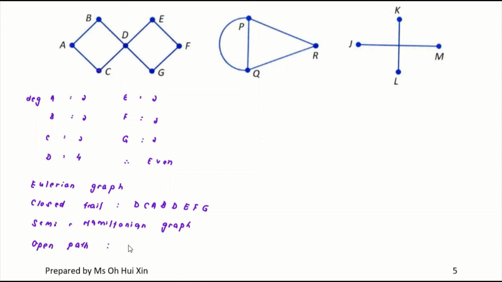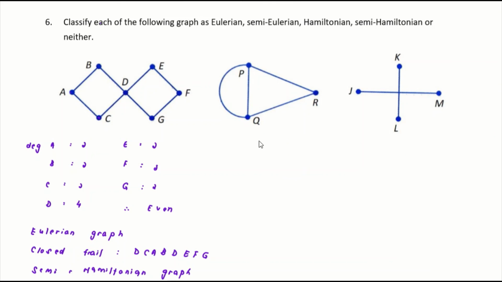Okay, so in this thing just now, CABDEFG. So we pass through all the vertices once. Okay, so for this one, the degree of P, we have 3. Degree of Q, we have 3. Degree of R, we have 2. Okay, so in this case, you can see 3, 3, 2. So 2 odd and the other is even. So which means this should be a semi-Eulerian.